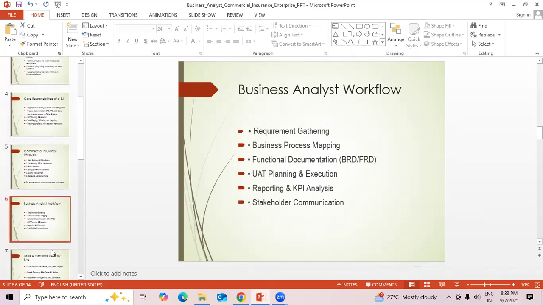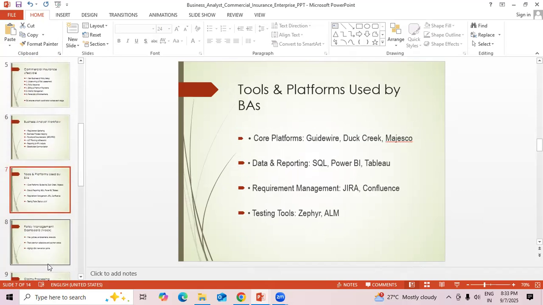This is about the workflow, as I already mentioned. So these are the different tools we are using now and then. As I already told you, I have made a lot of trainings on Guidewire, so Guidewire Business Analyst. I posted many videos, you can see. And recently I have posted on Duck Creek, of course, not Majesco. On Duck Creek I have posted. So these are the core platforms, the tools and platforms used by a BA, like Guidewire. You can learn Guidewire Business Analyst.